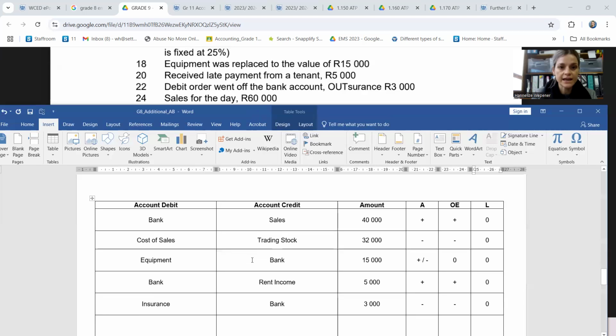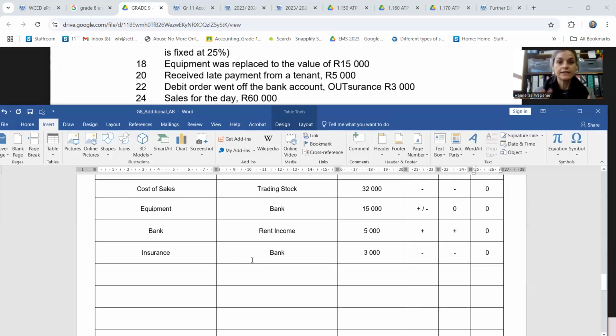Then sales for the day was 60,000. They didn't tell us that we received the money for the sale. Therefore, it is a credit sale, which means that my debtors now owe me more money. So my debtors owe me more. Debtors are assets, therefore we debit the asset. Why do they owe me more? Because of the sales of 60,000. So my debtors are assets, therefore assets are increasing. Sales is income, and that means that the owner will get more profits, no liabilities affected there.